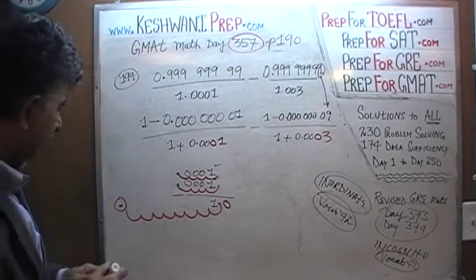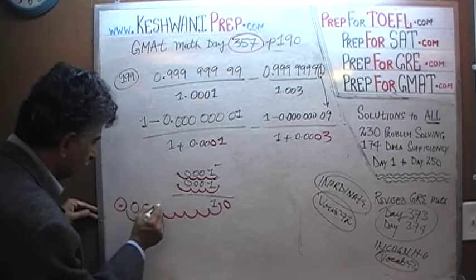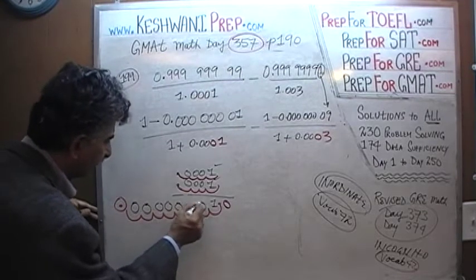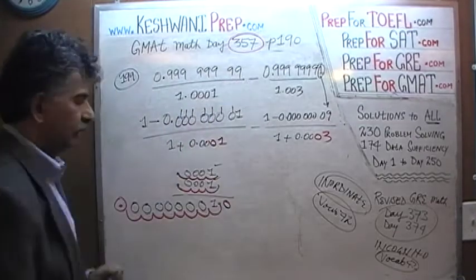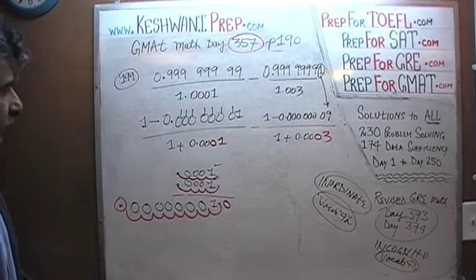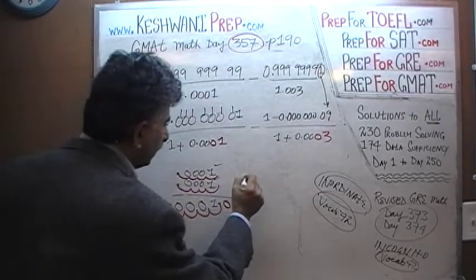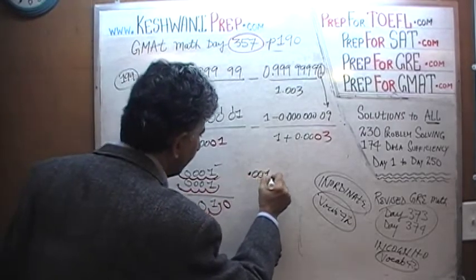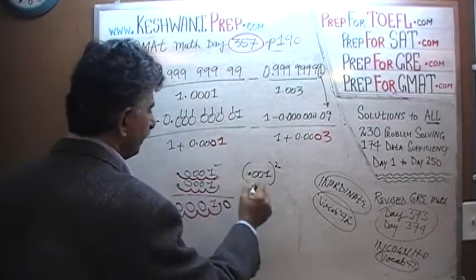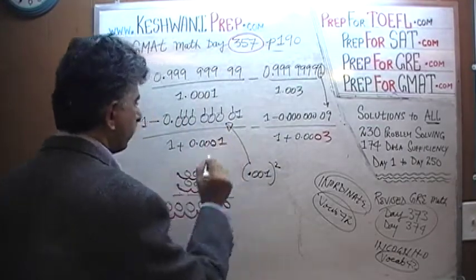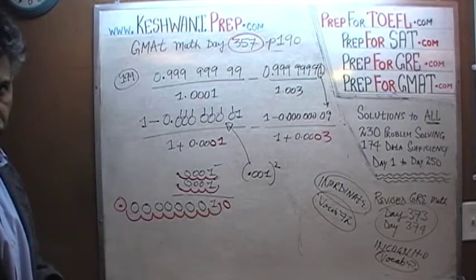So how many zeros does it take? It takes 1, 2, 3, 4, 5, 6, 7. Are you able to see that 0.001 squared is this quantity right here? Are you able to see it now?